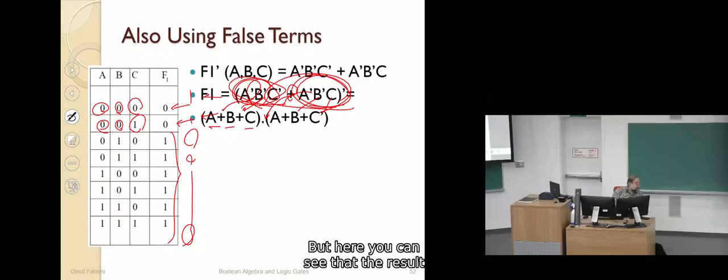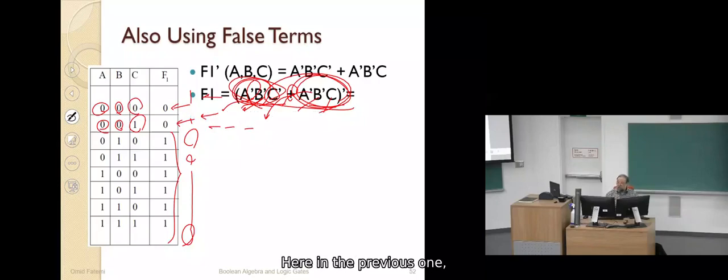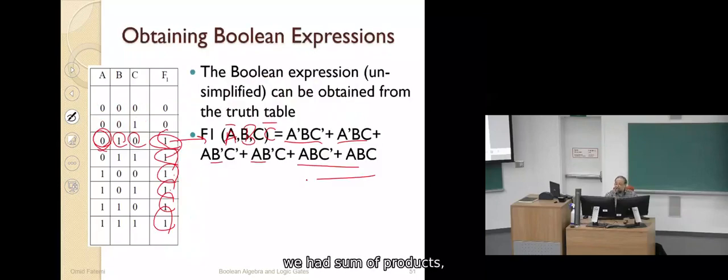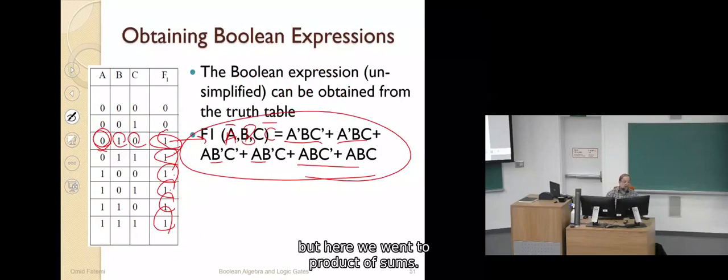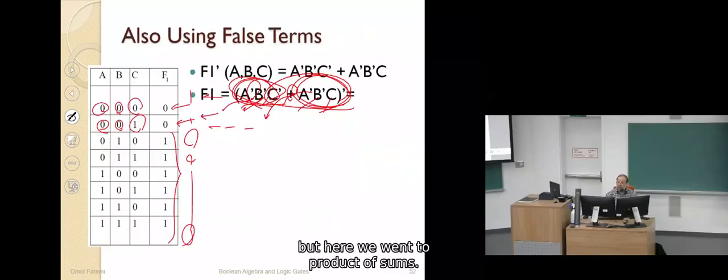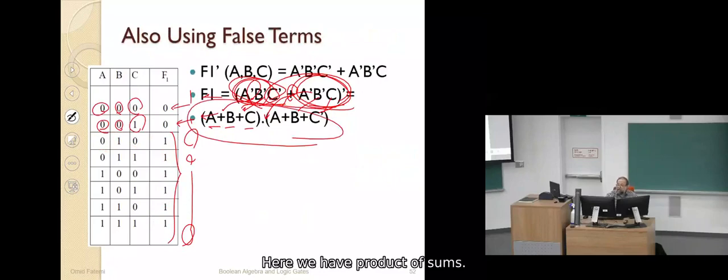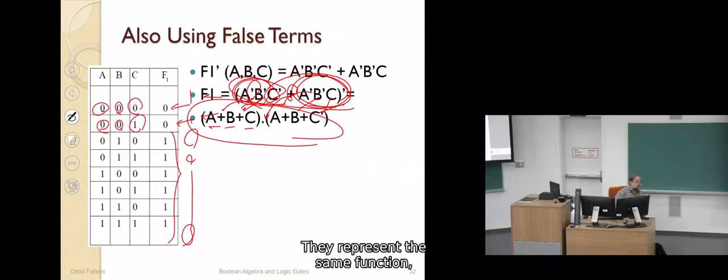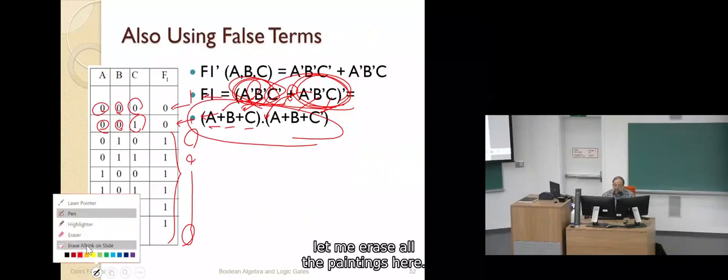But here you can see that the result is a product of sums, not the sum of products. In the previous one we had sum of products, but here we went to product of sums. They are the same. They represent the same function, but in 2 different representations. And if you look at this, let me erase all the paintings here.